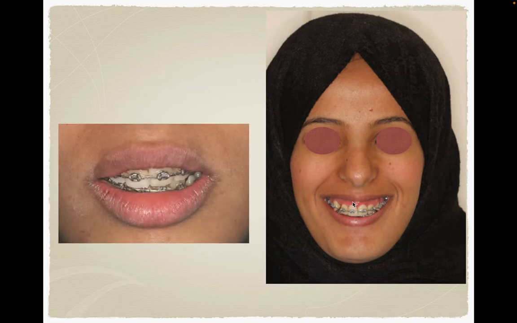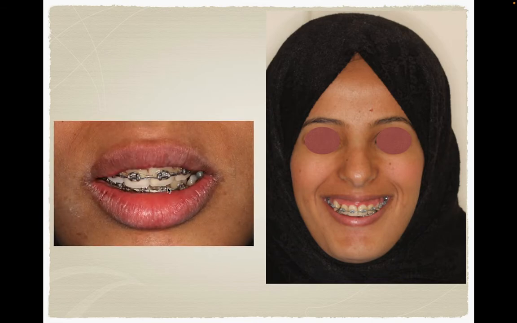Meaning, this patient here has a gummy smile. She has more than 1 to 2 millimeters of gum showing during smiling. But then we have to examine what is the amount of the incisor show at rest. So here in this patient, the amount of the incisor show at rest is increased, which means the cause of this problem is either the upper lip is short, or we have vertical maxillary excess, the maxilla has grown vertically, or the upper incisors are extruded.